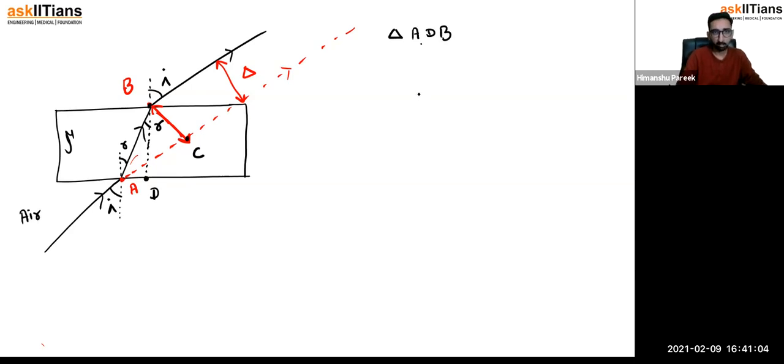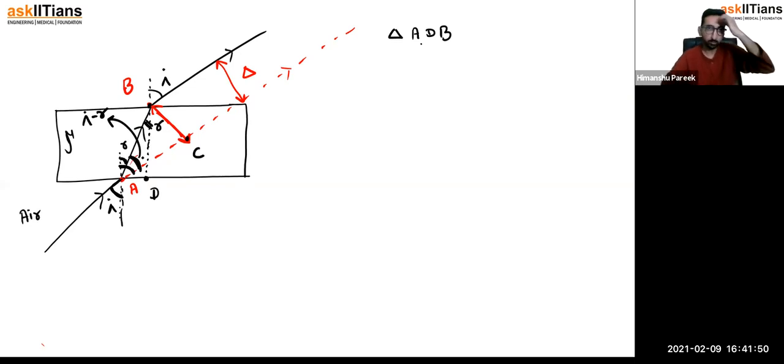In this right angle triangle we can say a few things about the angles also. This angle is basically I. Now if you see carefully, this angle is R, this angle is also R, and this total angle would be I. Why am I saying this total angle is I? Because this is the normal, and this angle is I because it is the opposite angle. So this small angle would be I minus R, because the total angle is I.